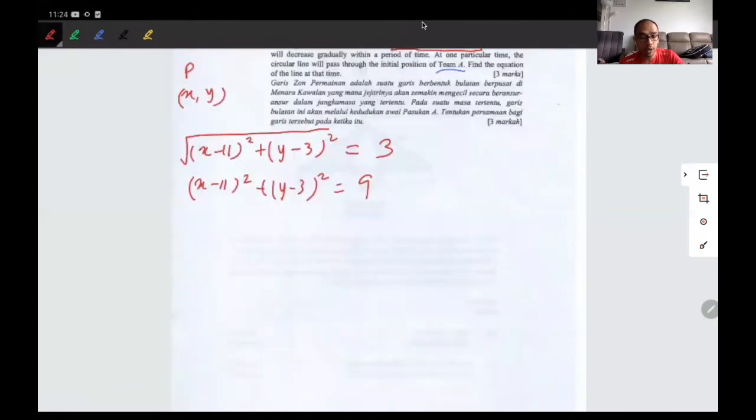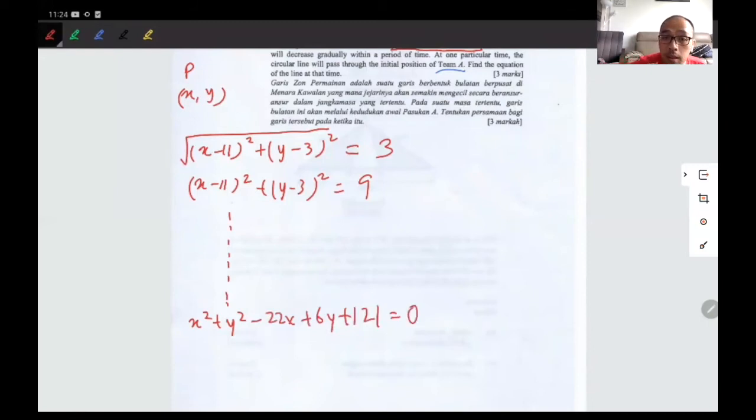And then from here, you can work out your way all the way to get the final answer. It'll be minus 22x minus 6y plus 121. So x squared plus y squared minus 22x minus 6y plus 121 equals 0. Minus 6y, sorry. That will be our final answer.